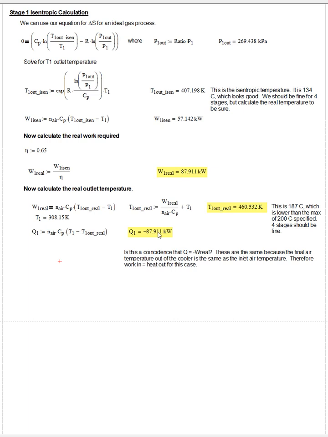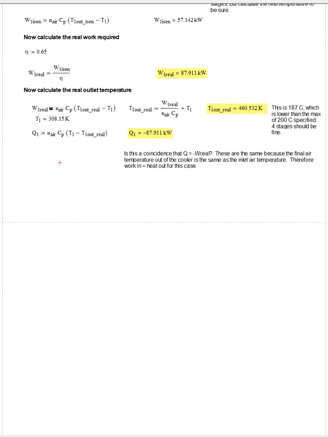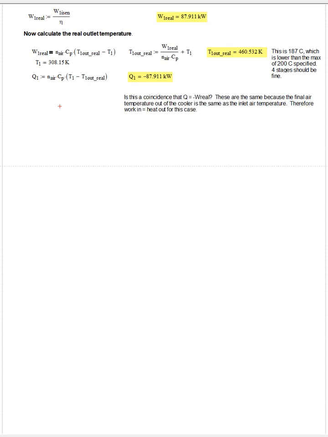So that's the reason why these are the opposite sign, but they're the same magnitude. The same magnitude is because, remember, our inlet temperature was 308 Kelvin. It's heated up to 460, and then it has to be brought down to 308 Kelvin. And so the work went into heating it up, and then we have to take that heat out, and it turns out that these are the same magnitude but different sign.